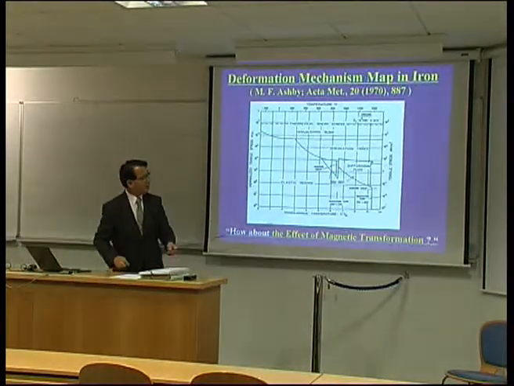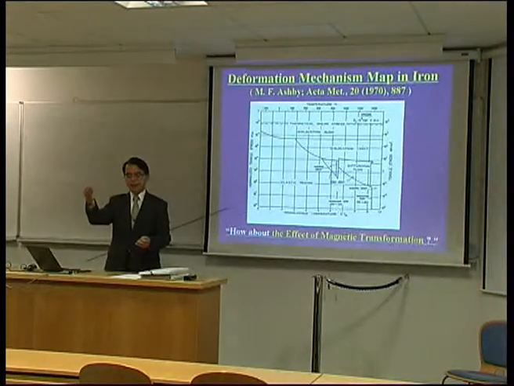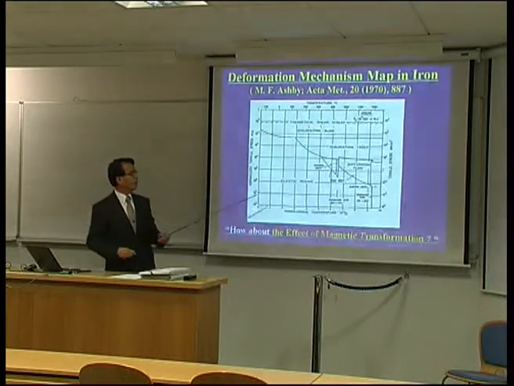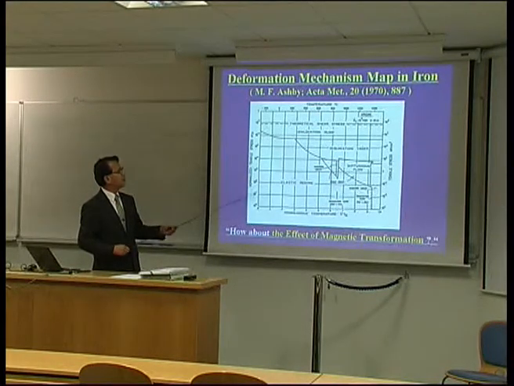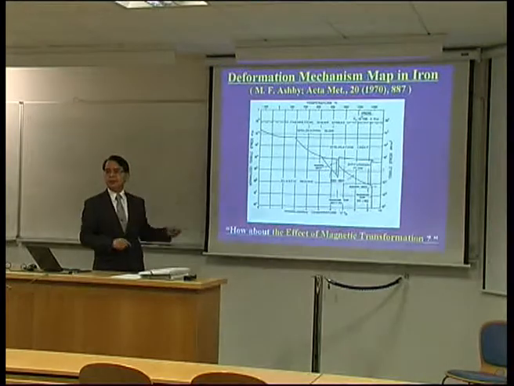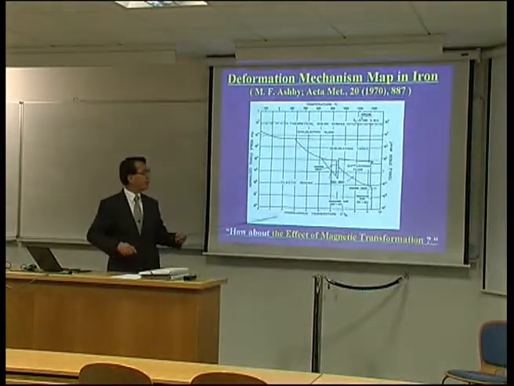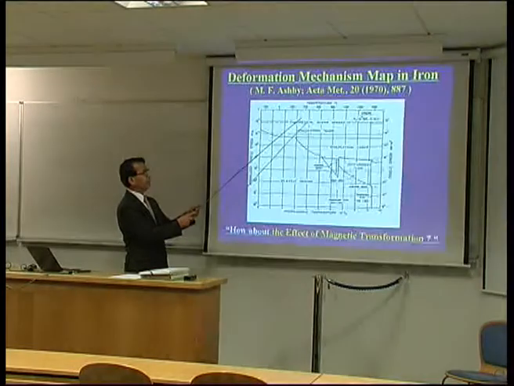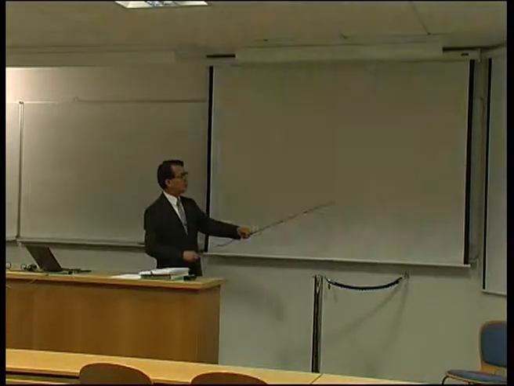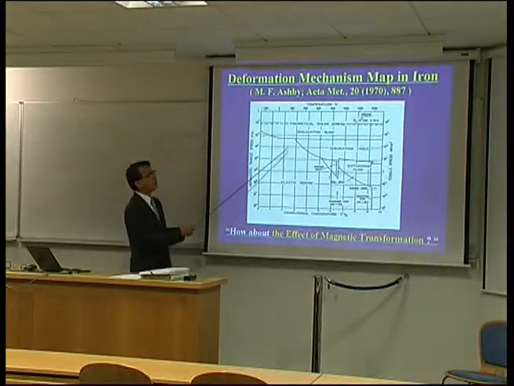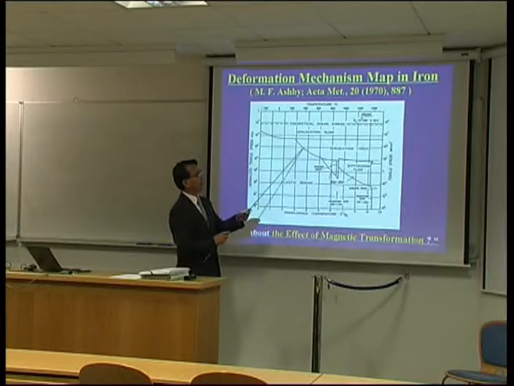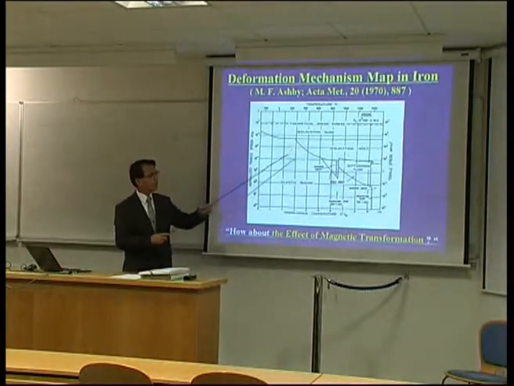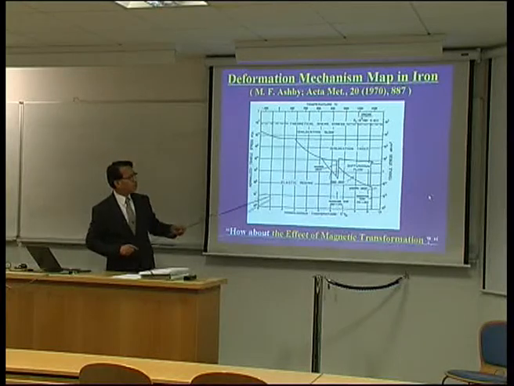So, for deformation, the parameters which we discuss for plastic deformation in metallic or ceramic or many materials, always temperature and stress level are the key parameters. So if we plot the area as a function of stress and temperature, we can display what mechanism can operate in the region of specific temperature or specific stress region. Like this.